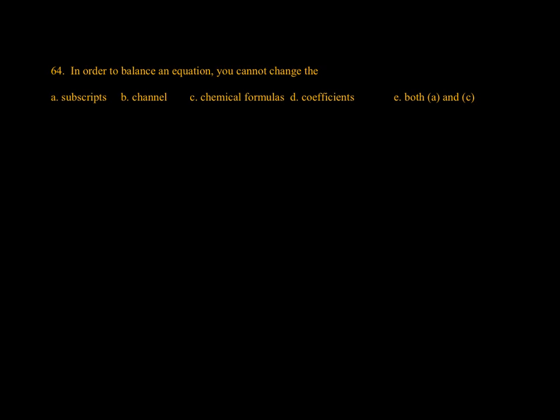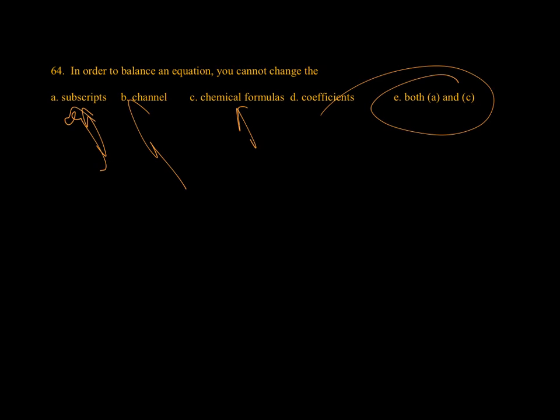In order to balance an equation, you cannot change the subscripts, which would also be changing the chemical formula. So the correct answer there would be A and C, and I guess you could argue that you can't change the channel either, but I was really looking for the things that are actually in the equation that you can't change.